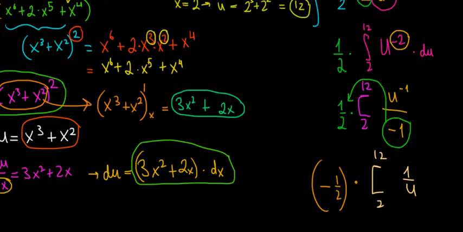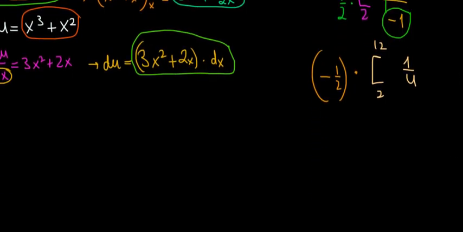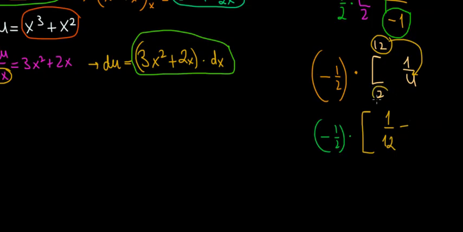Now, with that said, we can substitute the boundaries into this expression. So what do we have as a result? We will have minus 1 over 2 times 1 over 12, we put this one over here, so we have 1 over 12 minus 1 over 2.